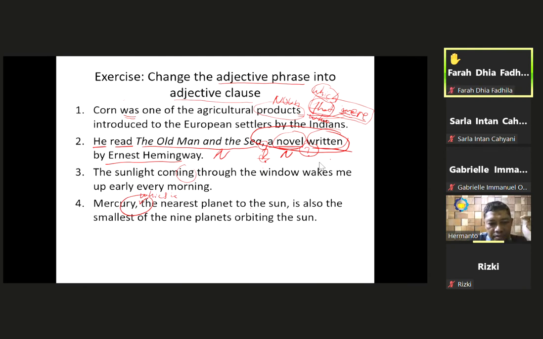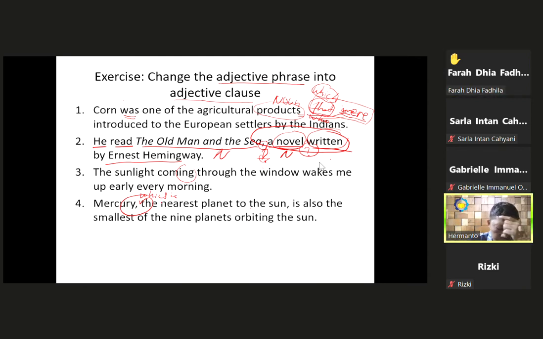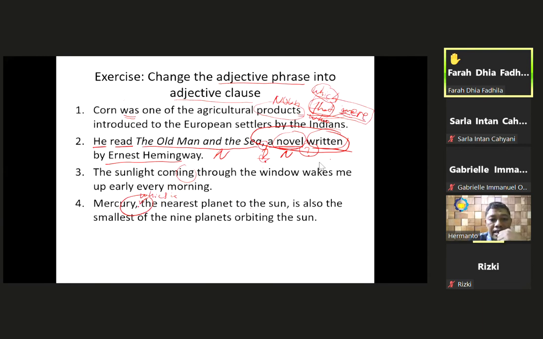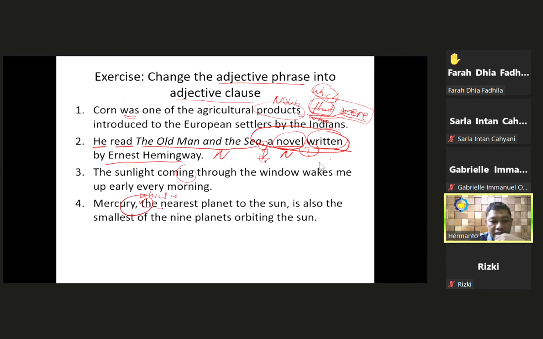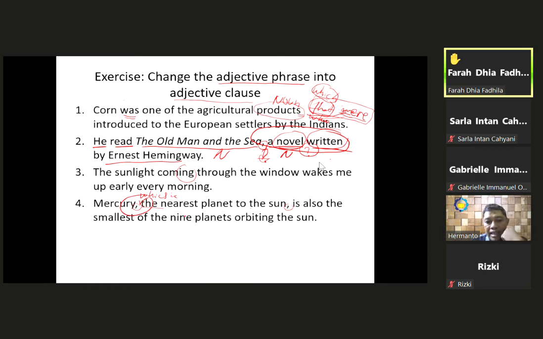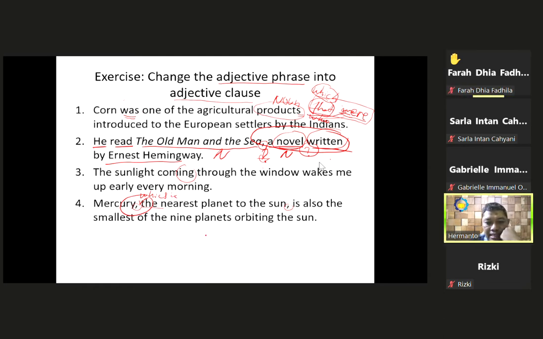Is it okay to replace which with that, Faradia? Yes, sir. Okay. So actually it's no. Why no? Because it is non-restrictive. For non-restrictive, which is indicated by comma, you don't use that. Only which is permitted. Okay. All right. And next, there is another place that you can make it into clause from sentence number 4.